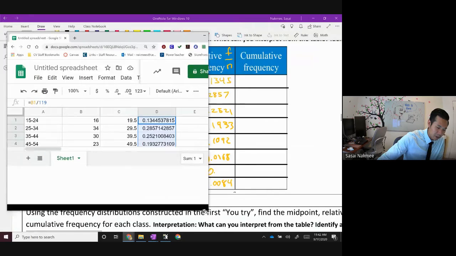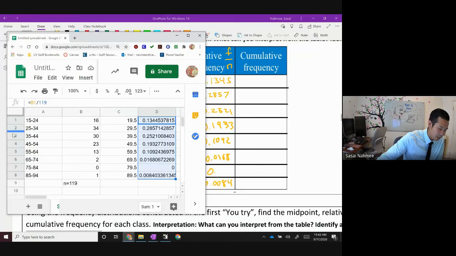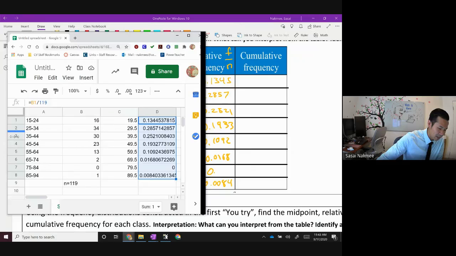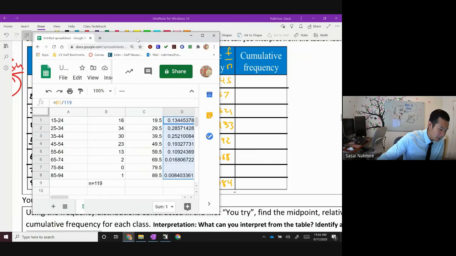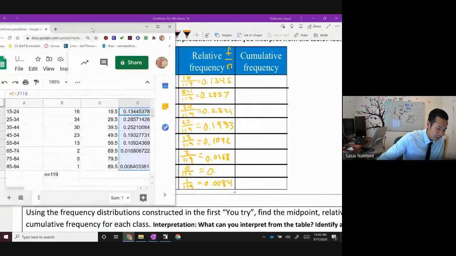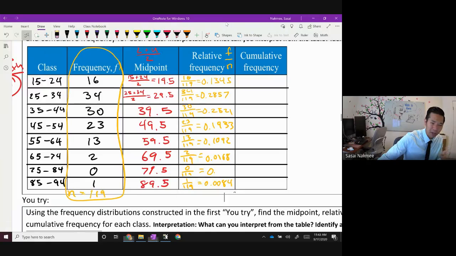Let me show you guys the numbers that we got here. You ready? So that's the chart right there, right? I got these decimals. So you can see the decimals that we got right here: 0.1345, 0.2857, 0.2521, 0.1933, 0.1092. All of them typed in there in your spreadsheet, without me having to do it one by one.